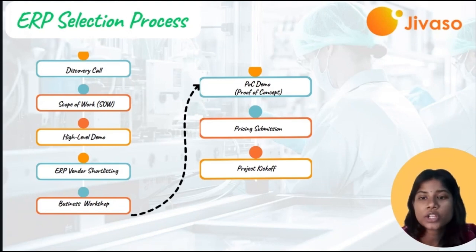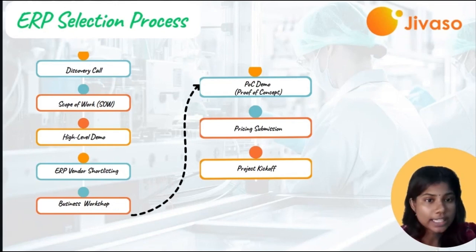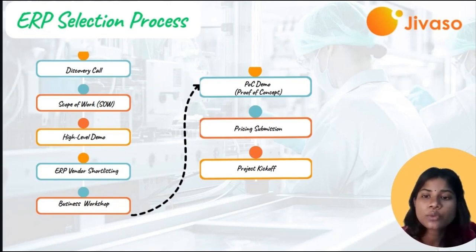This becomes the foundation for everything that follows after this. Then we move into high level demos. We'll show you the ERP systems that align with your size and industry. These demos aren't sales pitches. They are just here to help you see what's possible and what leverage you get when you have the perfect ERP. After that, we have a guided comparative evaluation.